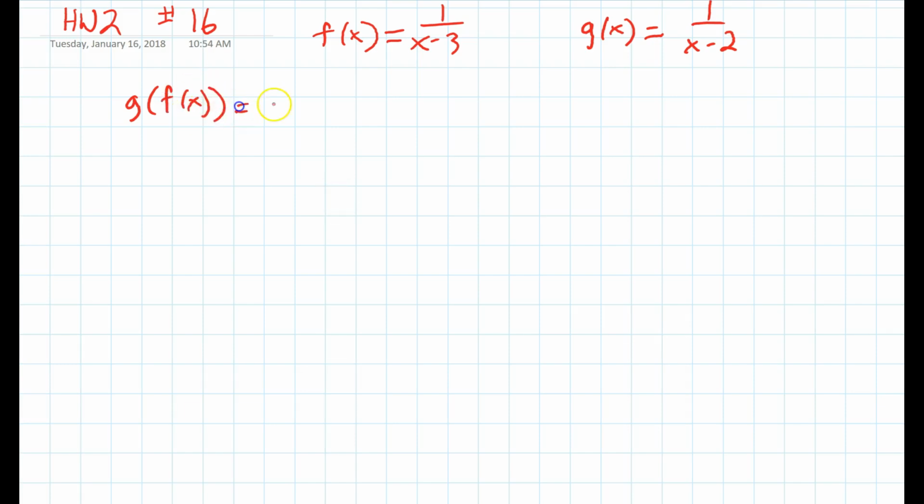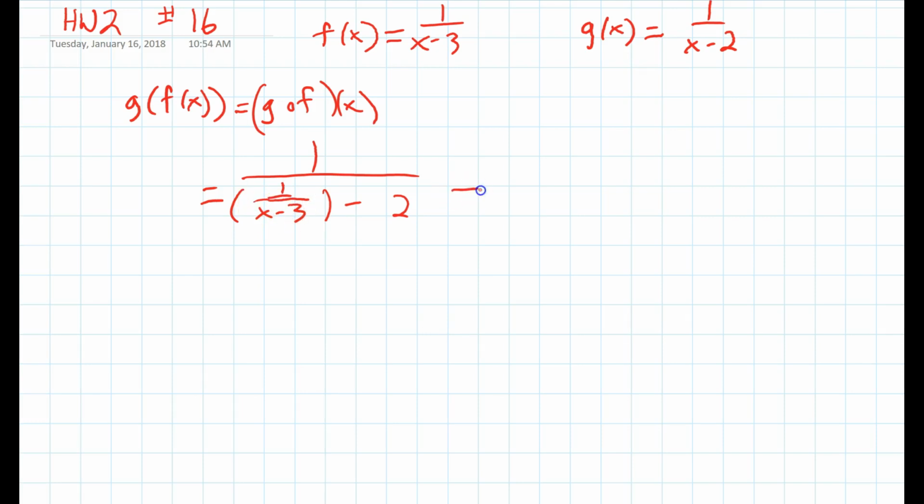In the problem, it says G composite F like this, but those two notations mean the same thing. So the idea is, first of all, you take the outside function, which is G, 1 over something minus 2. Then you insert in the big gaping hole the F, because this says you're supposed to put the F function inside of the G function. So then I'd put 1 over x minus 3 right here.